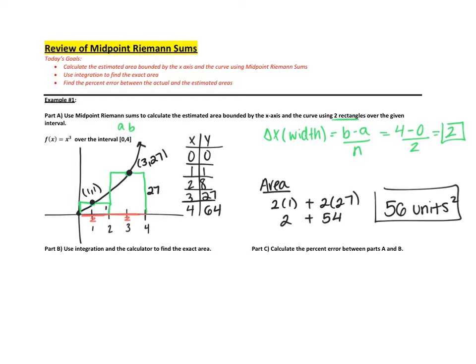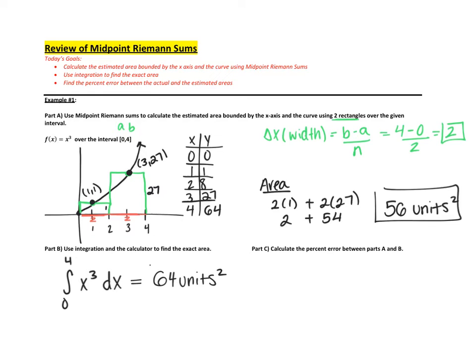Now, to figure out what the exact area is, let's type into our calculator the definite integral from 0 to 4 of x to the third dx. So take a minute, type that into the calculator, and hit resume when you're ready for the answer. Okay, so I got 64, so 64 units squared.